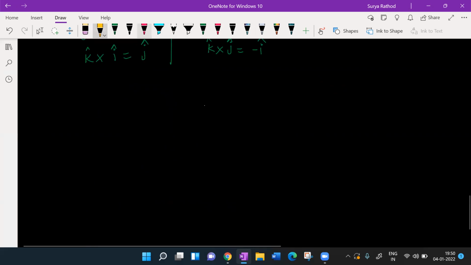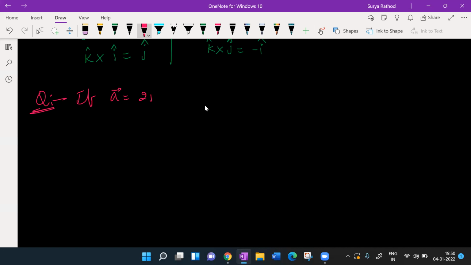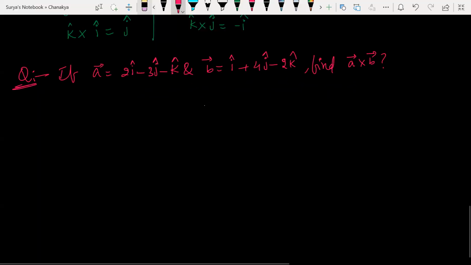Now we'll just talk about the questions. If the a vector is 2i cap minus 3j cap minus k cap, and the b vector is equal to i cap plus 4j cap minus 2k cap, then find a cross b. Find a cross b is equal to what?